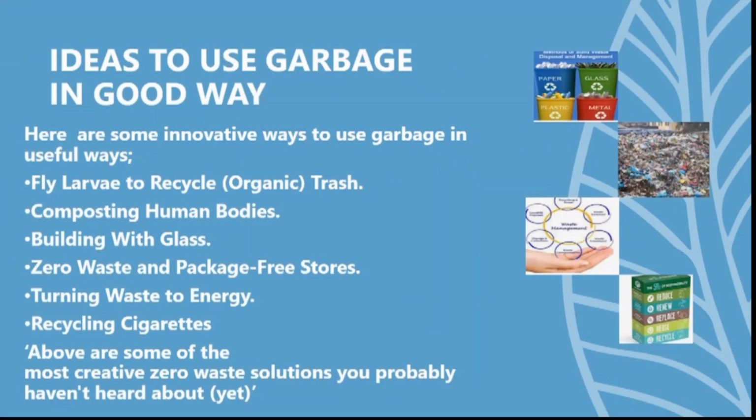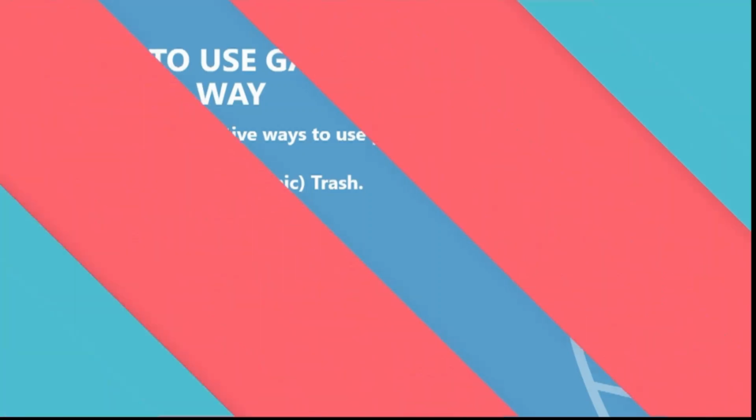Ideas to use garbage in a good way. Here are some innovative ways to use garbage in useful ways. Fly larvae to recycle organic trash, composting human bodies, building with glass, zero waste and package-free stores, etc. Above are some of the creative waste solutions you probably haven't heard about yet.